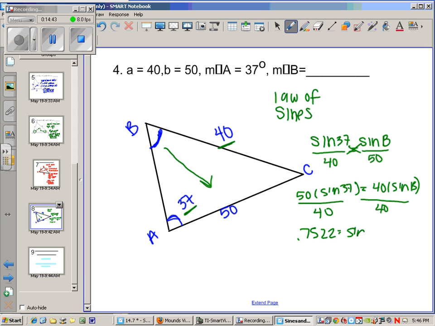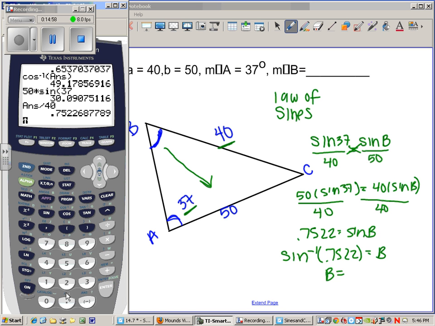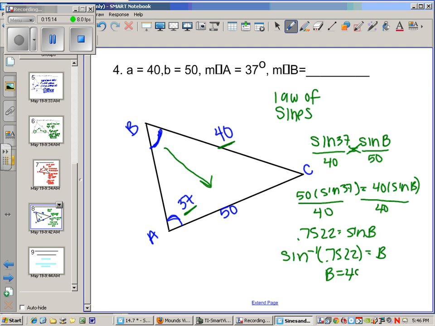So 0.7522 equals sine of B. And again, whenever I'm finding an angle, I better use the inverse. So sine inverse of 0.7522 equals B. Let's see what B is going to equal using our calculator. So I get second sine inverse of, well, I might as well just use the answer I already have in there. And I get 48.7. So angle B is 48.7. If you want to round to 49 degrees, that's just fine with me.